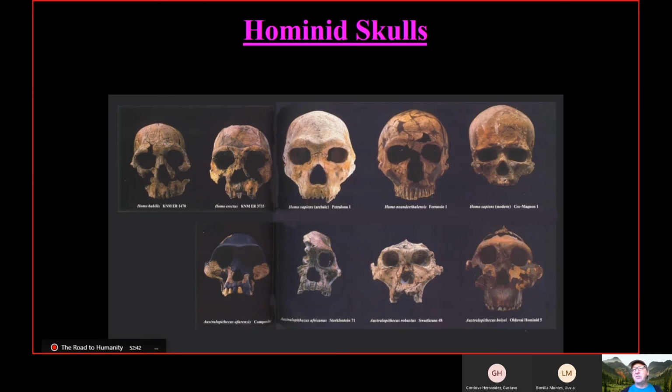Here's some of the skulls that we found from them. Older on the left, younger on the right, with Homo across the top row and Australopithecus across the bottom row. And you can see these guys all look pretty human. These guys look much more ape-like. Some of them have reconstructed parts in the skull. There we are.